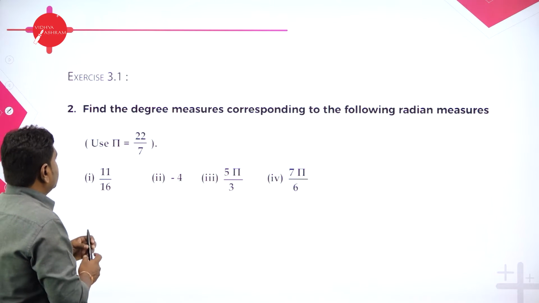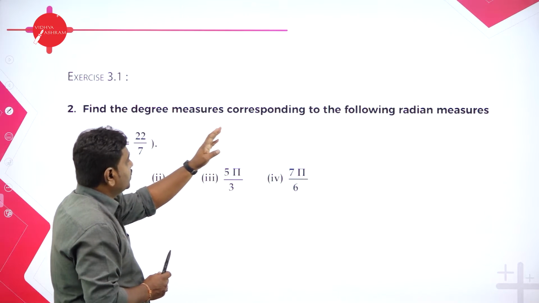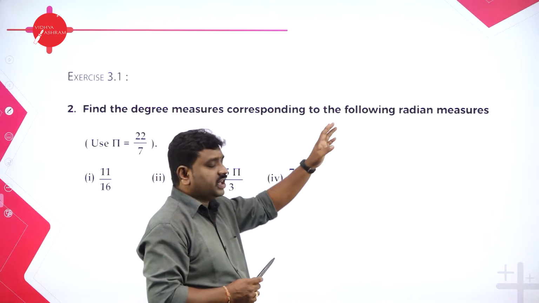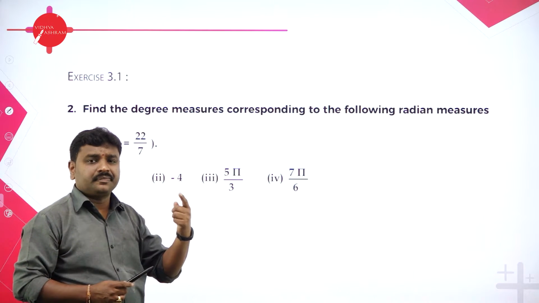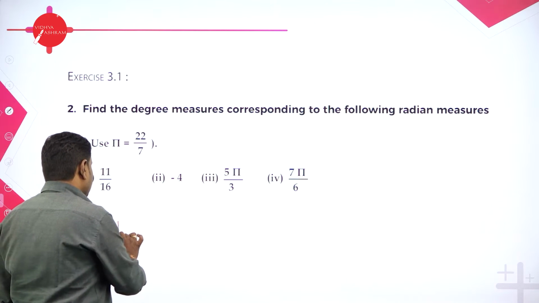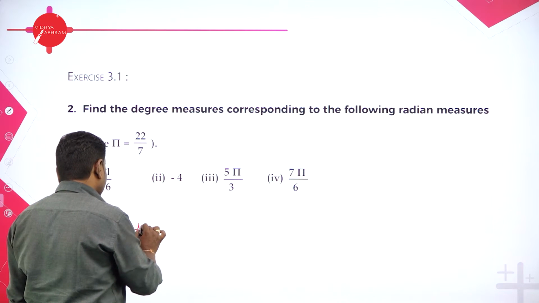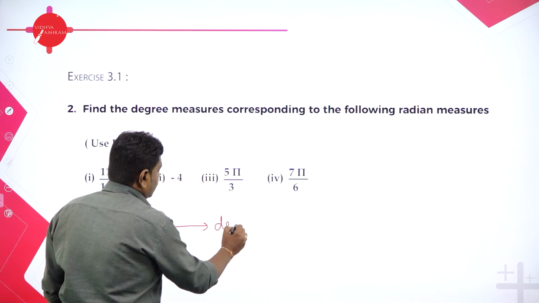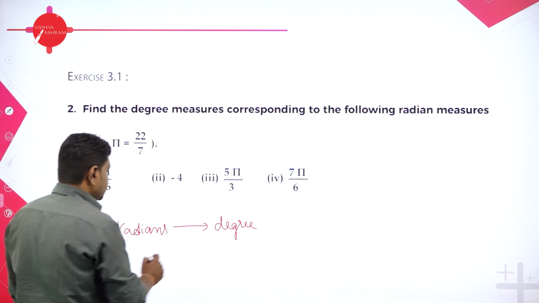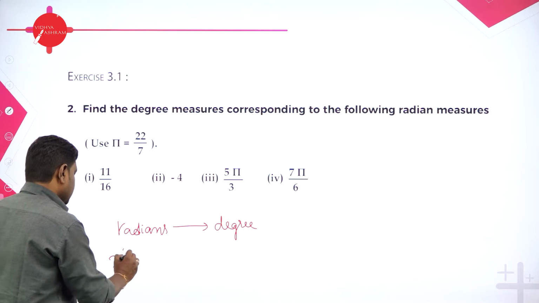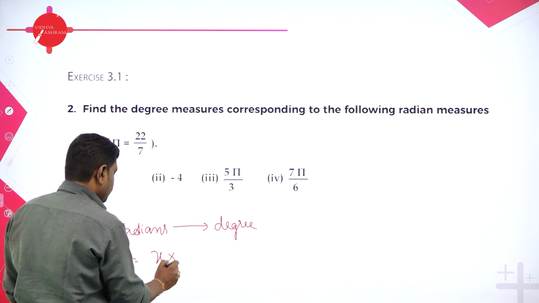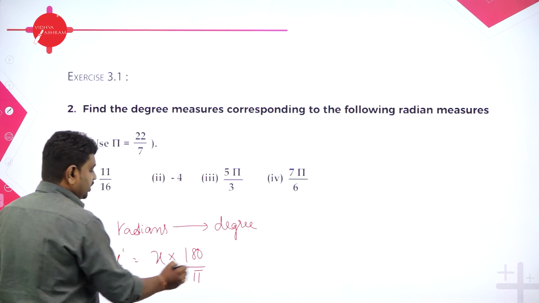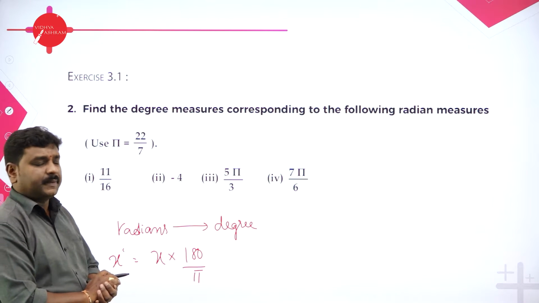Further we have: find the degree measures corresponding to the radian. Means they give radians, they want degrees. So they want you to convert these radians, they give radians, you should convert them to degrees. And what is the basic? Basic is simple: x radians is equal to x into 180 by pi, the reciprocal, if you want degrees. Multiply by 180 by pi, simple.